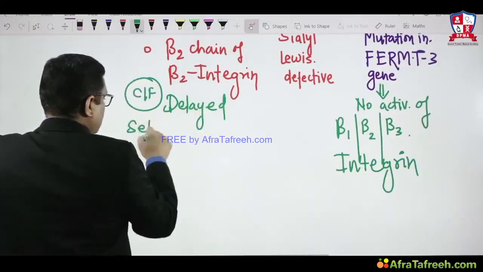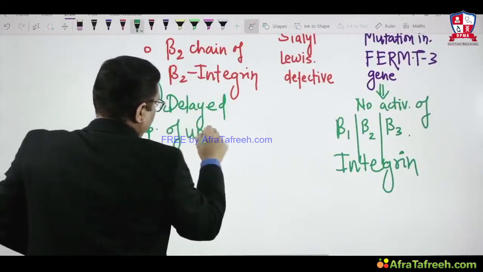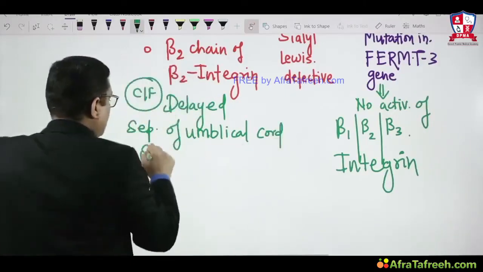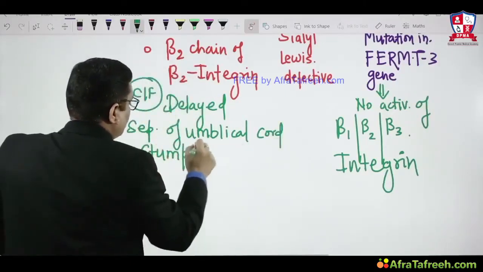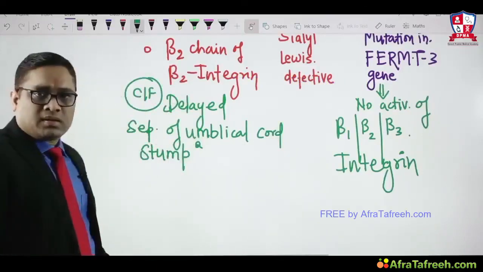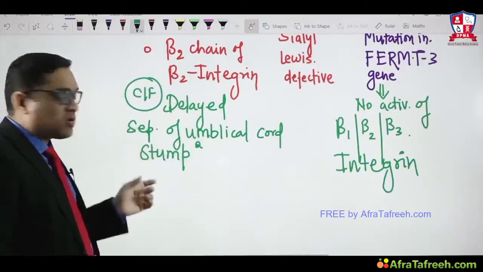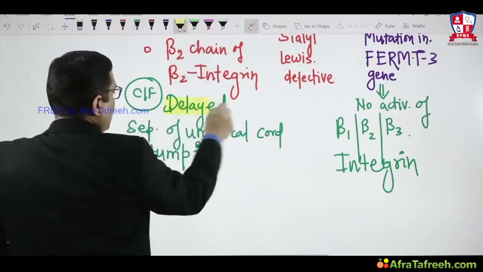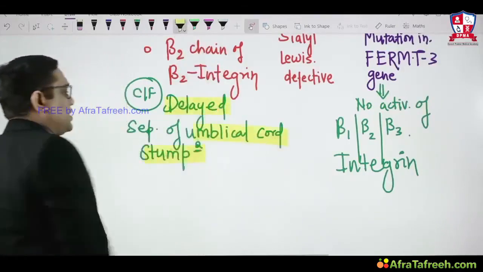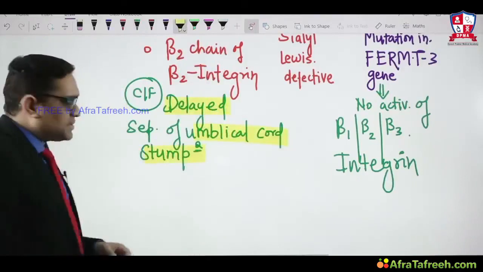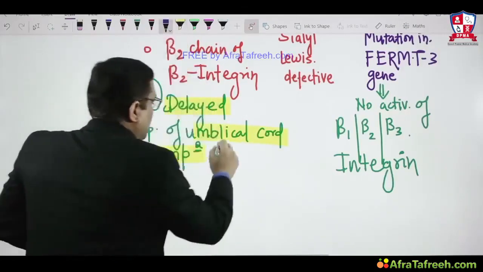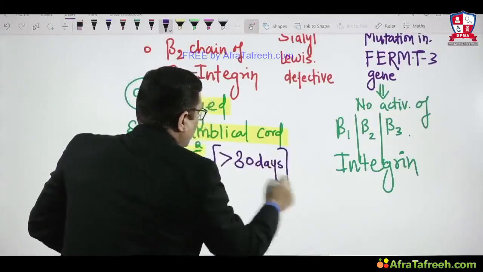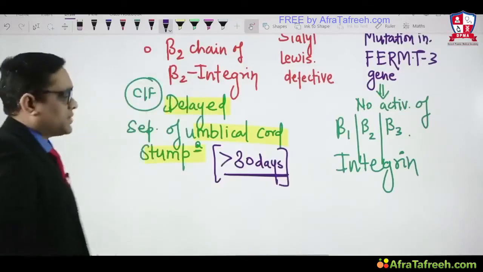Delayed separation of umbilical cord stump will be seen in LAD type 1, right? LAD type 1, delayed separation of umbilical cord stump. This is a very important and quite frequently asked question in the All India exam. Delayed separation of umbilical cord stump is seen in LAD1. When will you say this is delayed separation? When separation of the umbilical cord is beyond 30 days of birth. So that is also one important point to remember, beyond 30 days of birth, right?